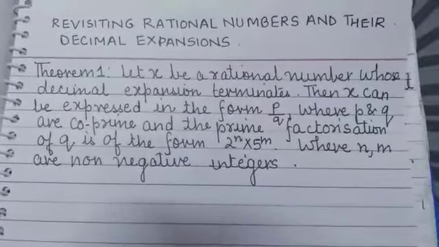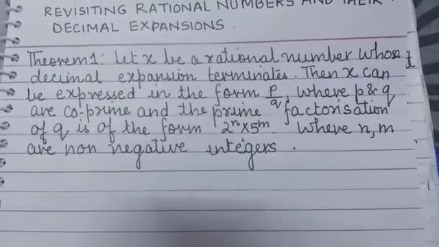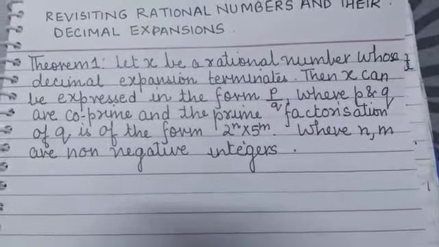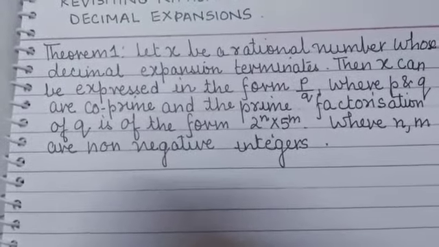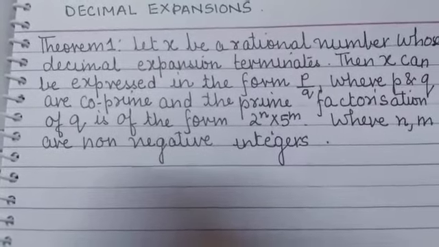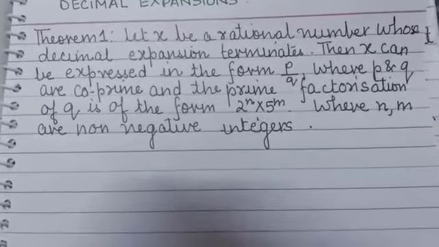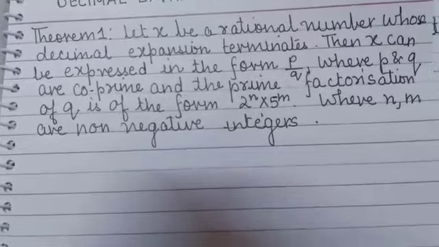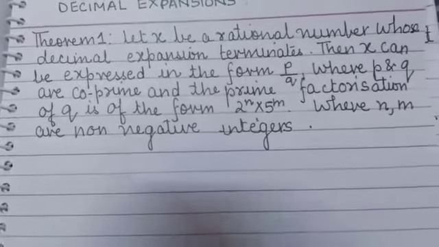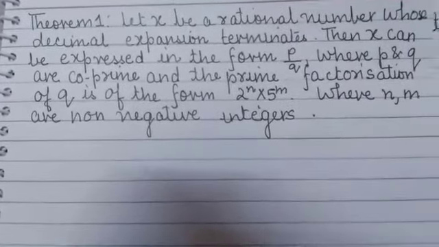So we have theorem 1 here. Let x be a rational number whose decimal expansion terminates. Then x can be expressed in the form P upon Q, where P and Q are co-prime and the prime factorization of Q is in the form 2 to the power n multiplied by 5 to the power m, where n and m are non-negative integers.